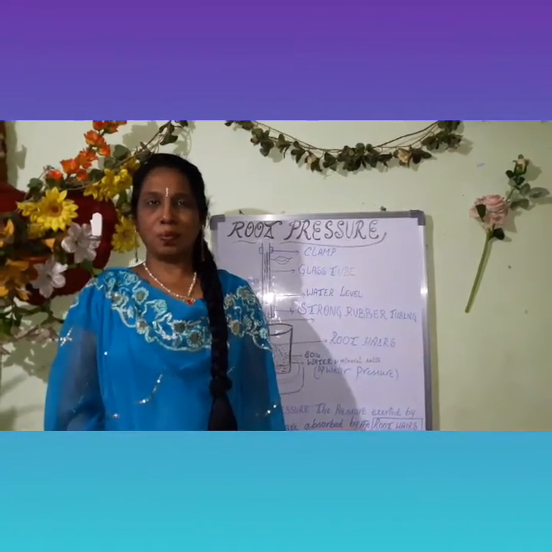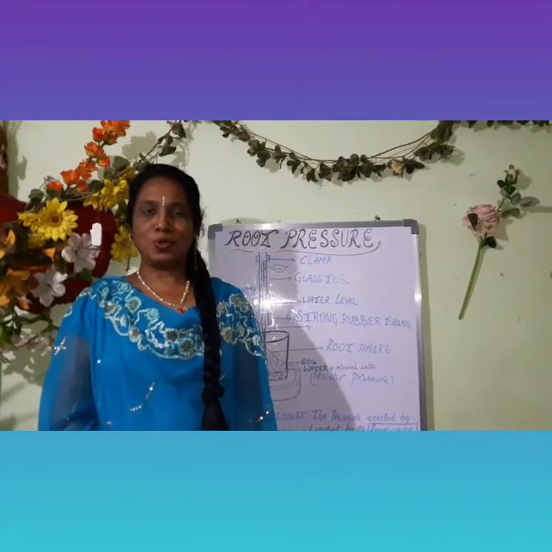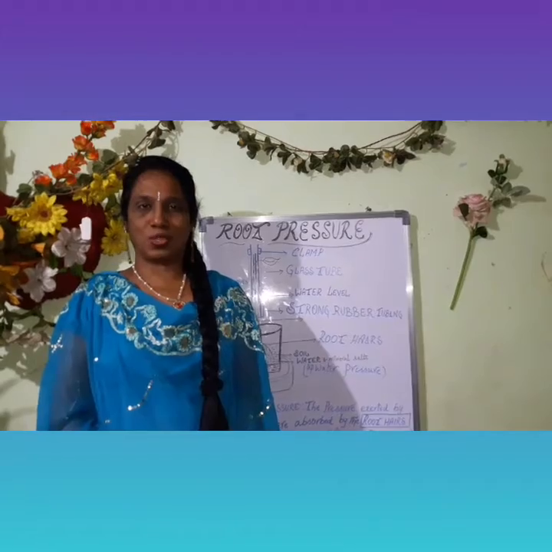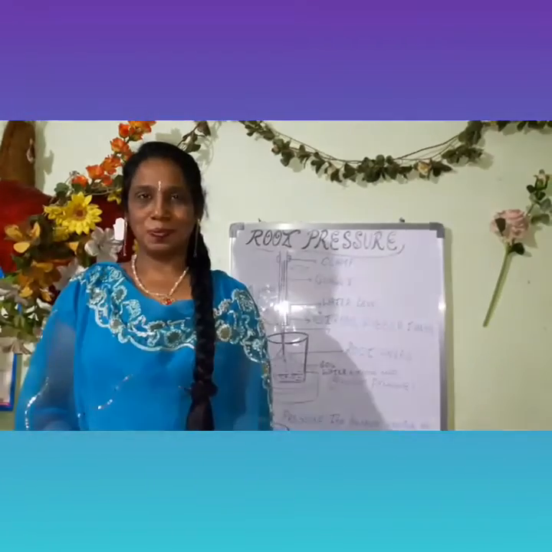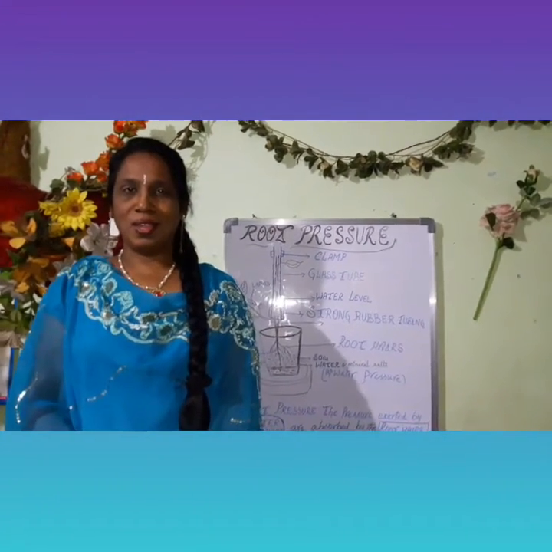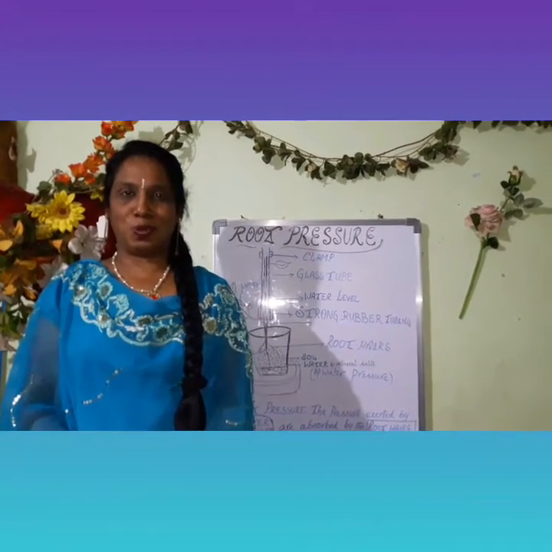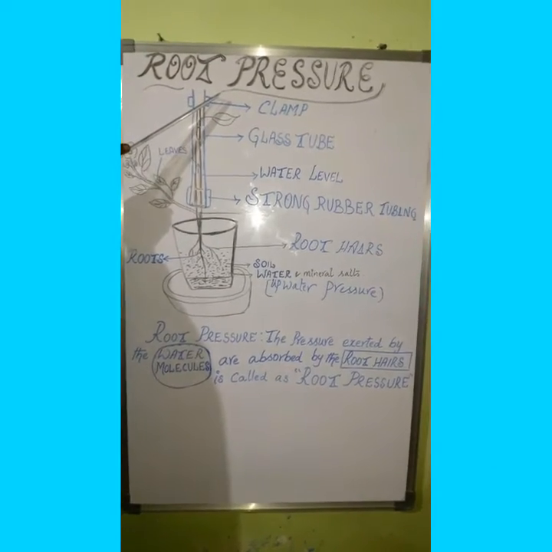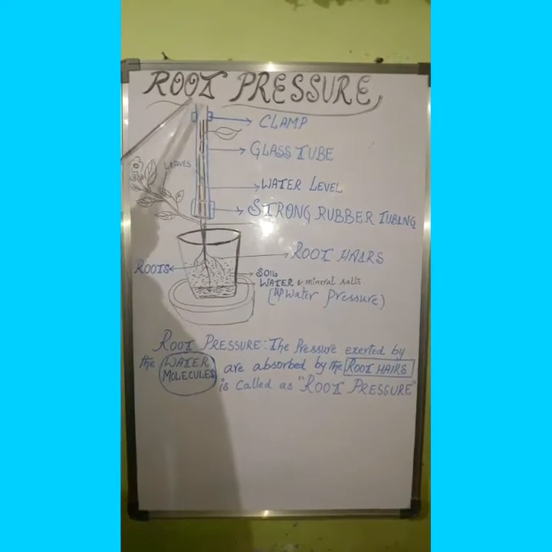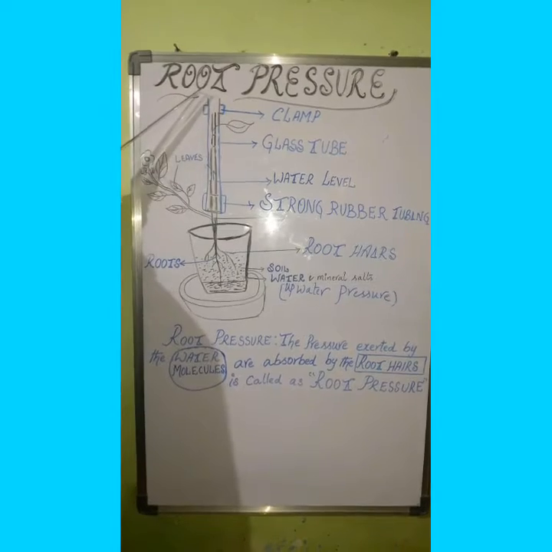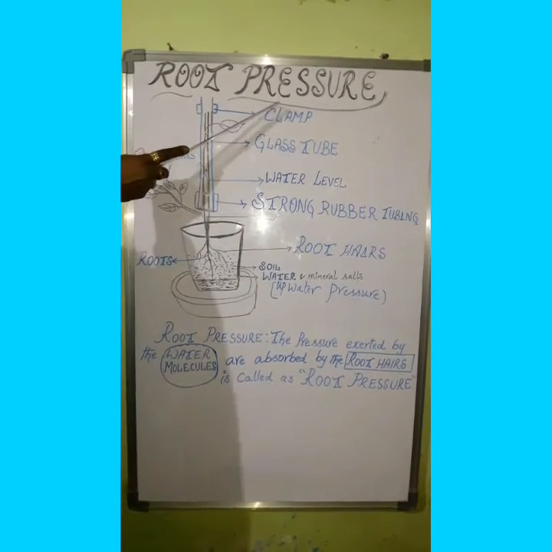Thus, the absorbed water and salts move to the next cell by the process called osmosis. Thus, we conclude that root pressure is developed due to the absorption of water. Now let us prove this with an experiment to show that roots absorb water from the soil. This is called root pressure.